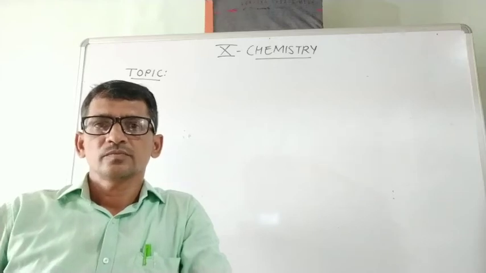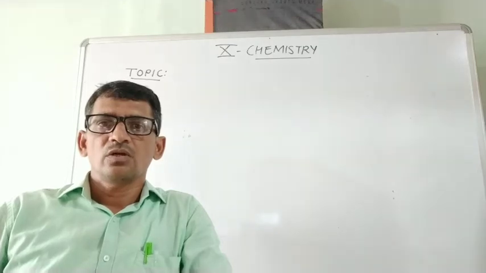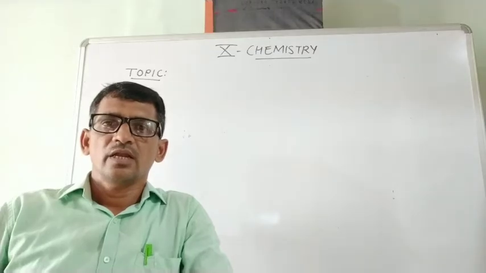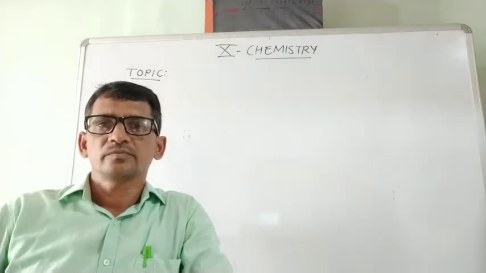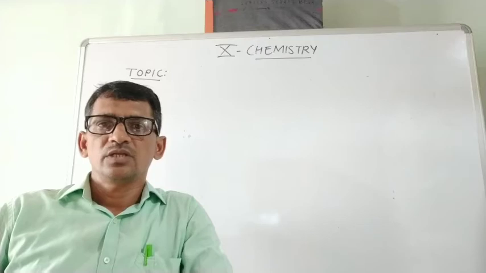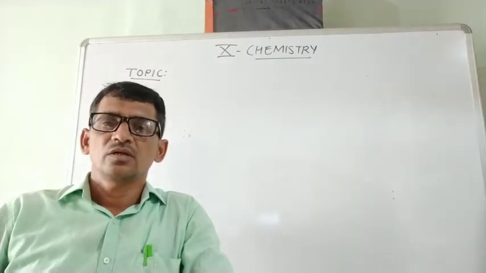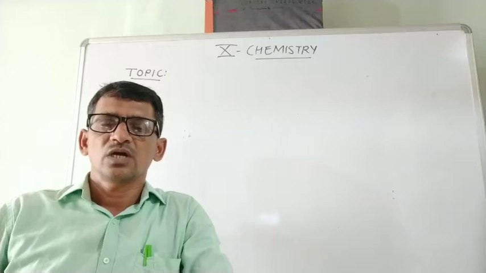Hello students, today we discuss in chemistry salt and its application. We have already studied NaOH, NaCl and bleaching powder. NaCl is sodium chloride, NaOH is sodium hydroxide, known as caustic soda, and bleaching powder is CaOCl2. Today we study three other salts which are commonly used in our house.